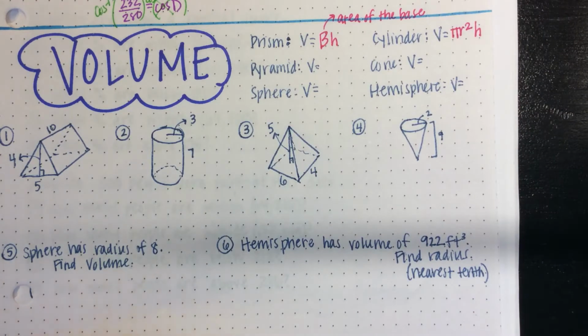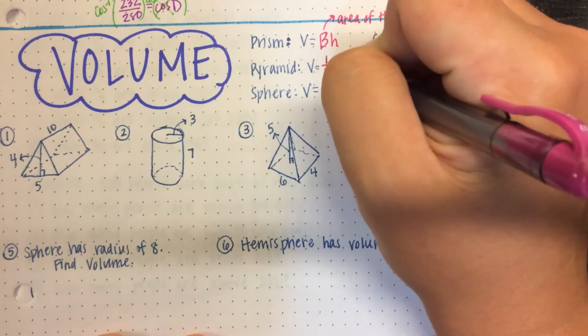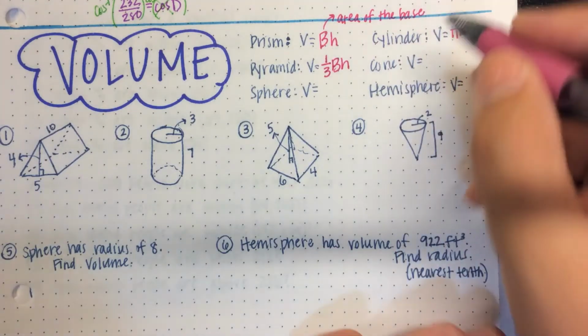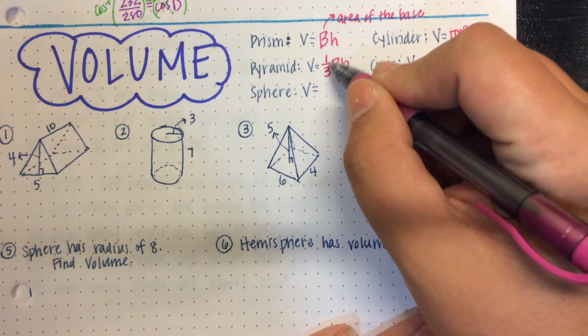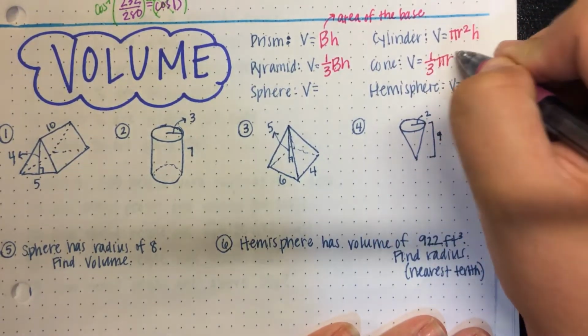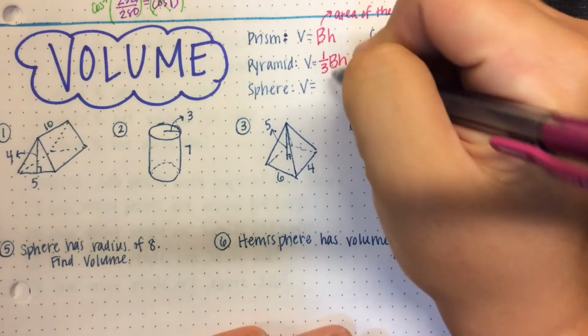A pyramid is very similar to a prism, but it's not as big, and it's actually 1/3 the size of a prism with the same base, right? So that means that I'm going to do the same thing I do for a prism, find the area of the base times the height, and then I'm going to take 1/3 of it. Same thing for a cone. I'm going to plug in my circle area formula for big B, because the cone always has a circle base, right?